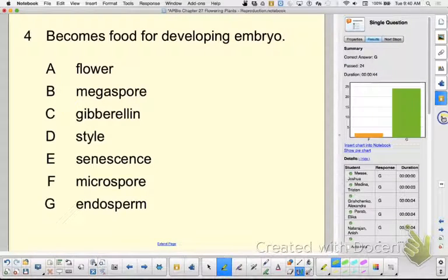Yeah, close. No. What's the microspore going to be? The male gametophyte. Okay, some of you picked that for the food. Microspore becomes the male gametophyte.